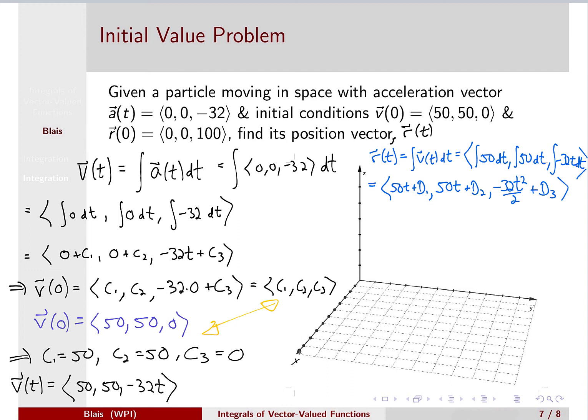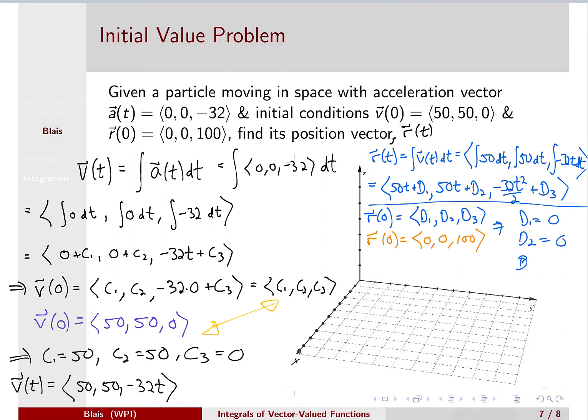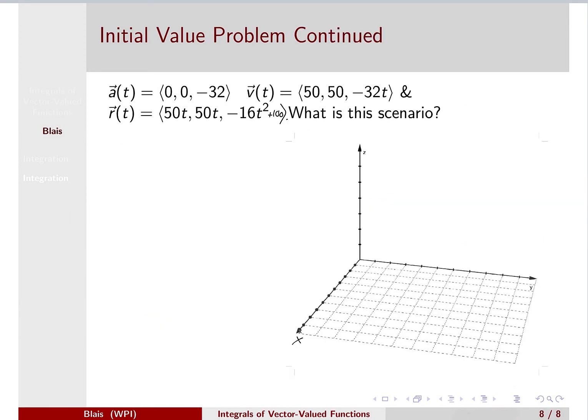And we can use this, as we did before, to say that r of 0 has to be what we get if we plug 0 in for t here, which would be d1, d2, d3. But r of 0 also has to be the initial condition we were given, which is 0, 0, 100, and we can equate the components to conclude d1 is 0, d2 is 0, d3 is 100. And so we can plug those back in here. We'll get 50t, 50t, minus 16t squared plus 100, which we see depicted here.